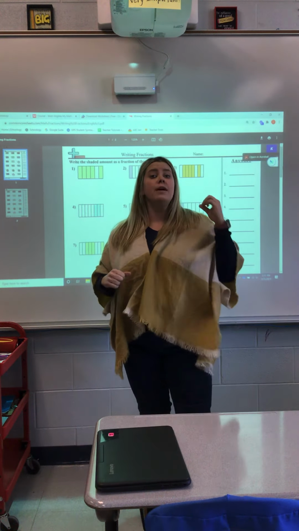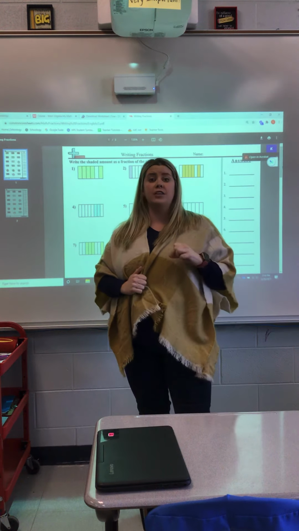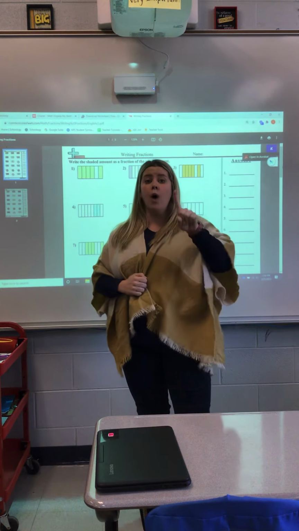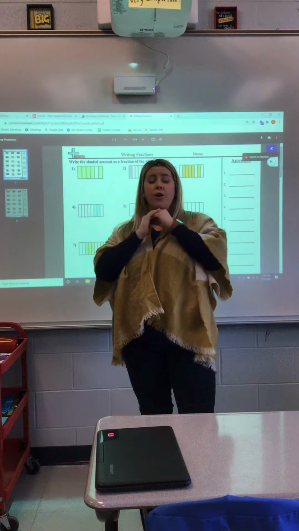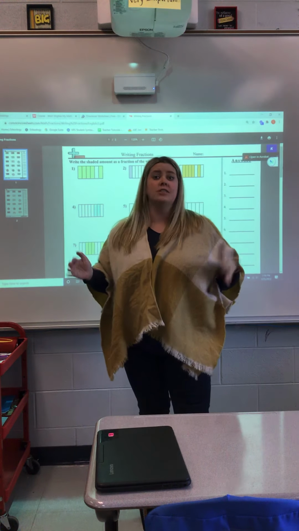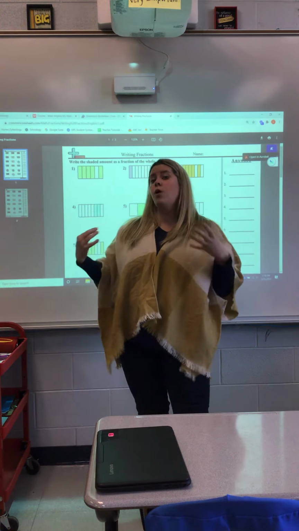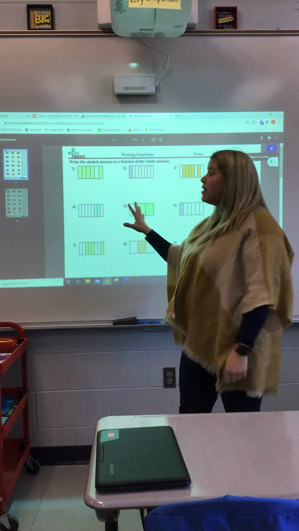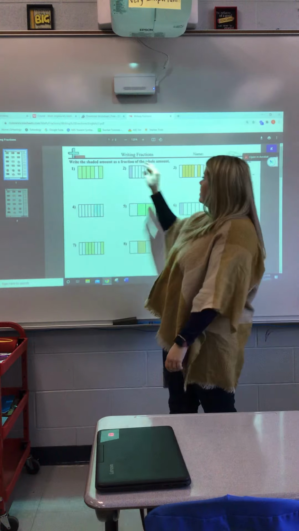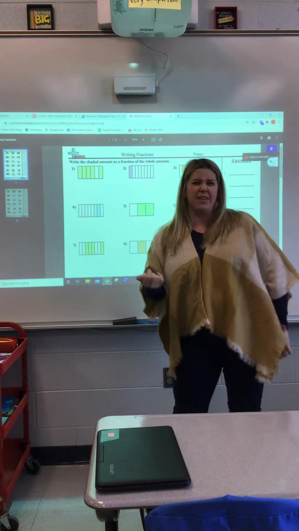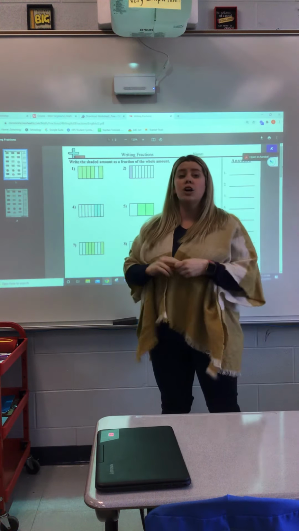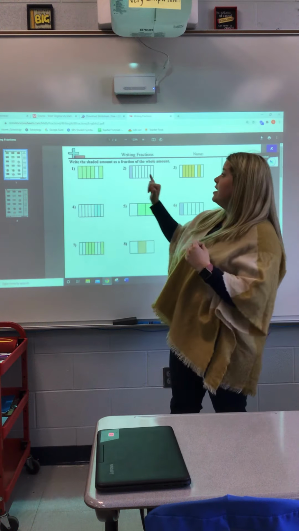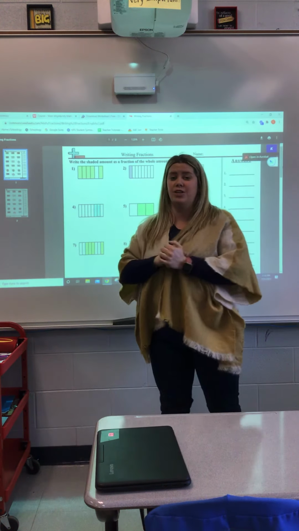Now, we talked about unit fractions, and unit fractions are when we only think about one part of our whole. But that's not all fractions. Some fractions look at more than just one part, and that's what we're focusing on today. So what I've got here behind me is a worksheet with some whole shapes. Most of them are rectangles, and we're going to determine what fraction is shaded in each picture.